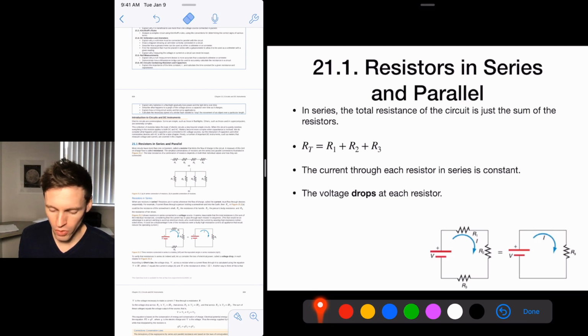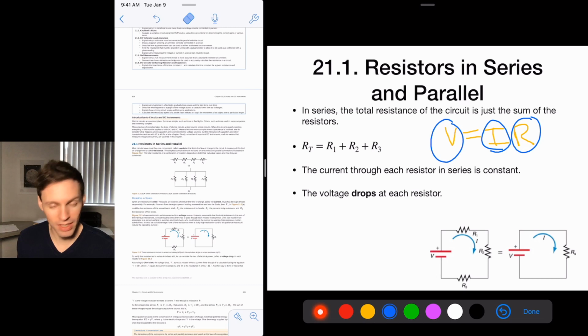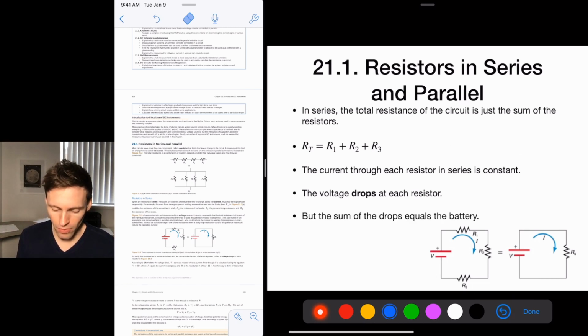Okay, so the voltage drops at each resistor. This is another important thing. Okay, so we've got the resistances are different, R1, R2, and R3. The current is the same, but the voltages are also different because we have our equation V equals IR. Okay, so if our R's are different and our I's are the same, then V's got to be different because R is different. Okay, so the voltage drops at each resistor.